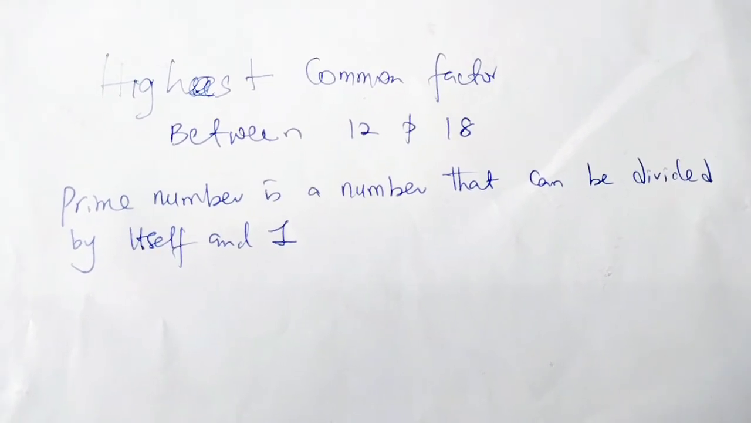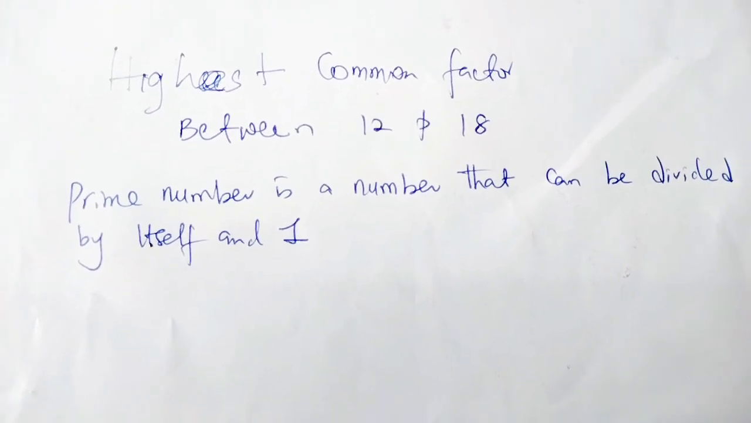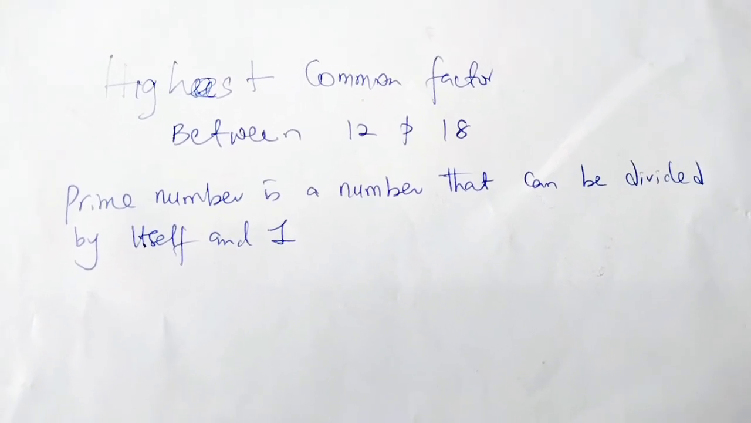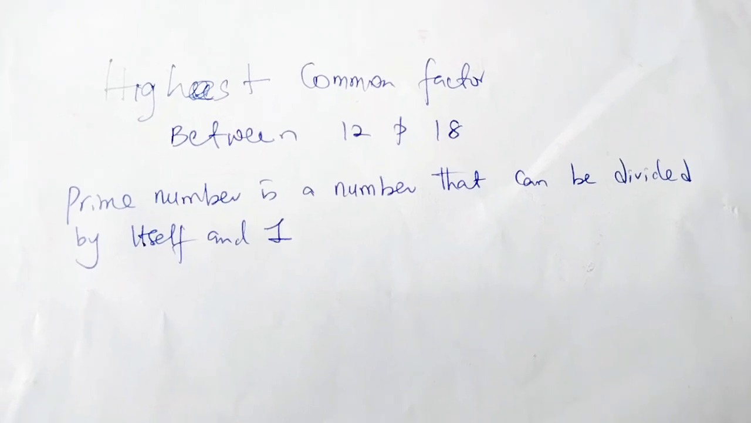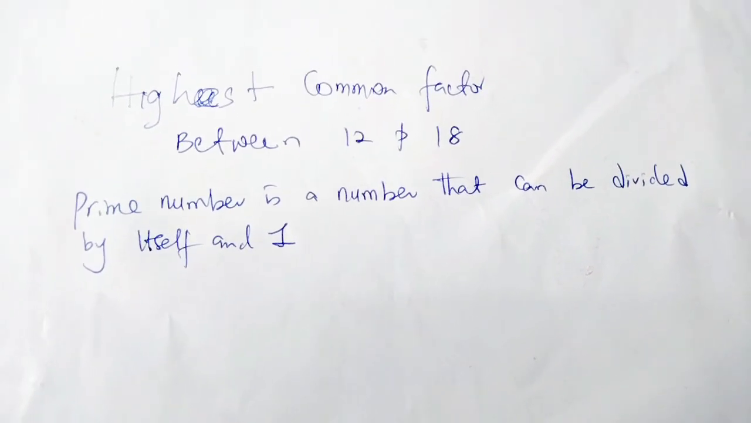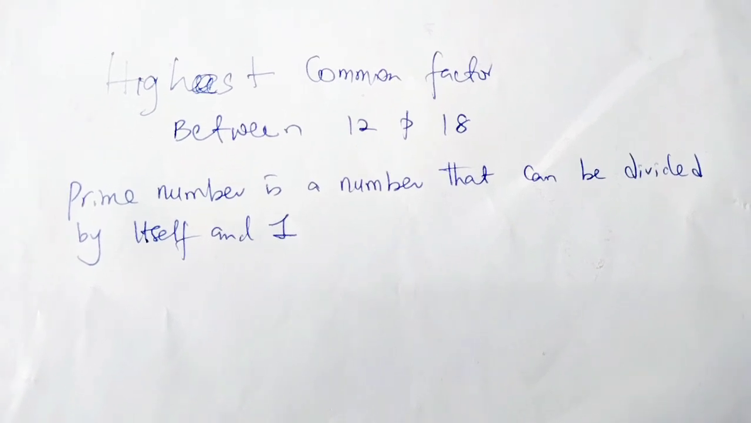Examples of prime numbers are 2, 3, 5, 7. Now, what is a prime number, you might say? A prime number is a number that can be divided by what? Itself and 1 only. A prime number is a number that can be divided by itself and 1 only.